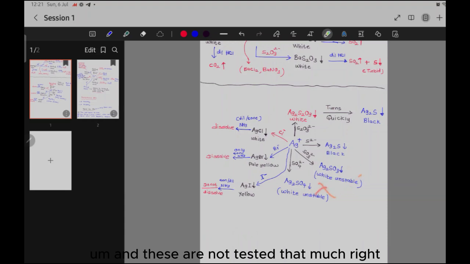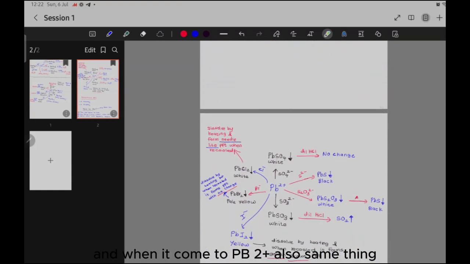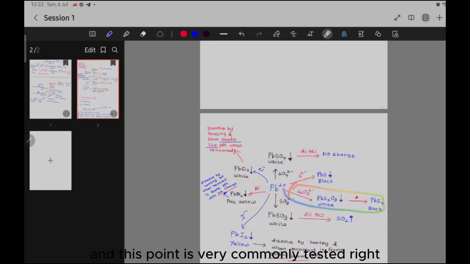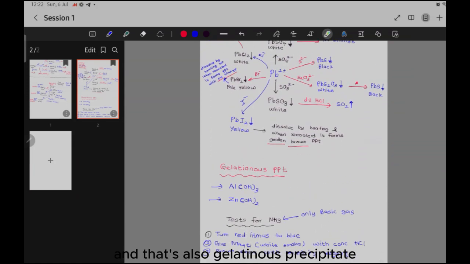and these are not tested that much. Very rare. And these halides are also commonly tested, but mainly this is the more frequent, this and these are the most frequent. And when it comes to Pb2 plus, same thing: PbCl2 is very commonly tested, and this point is very commonly tested. And the gelatinous precipitates in our syllabus are aluminum hydroxide and zinc hydroxide. You have to be aware of that.